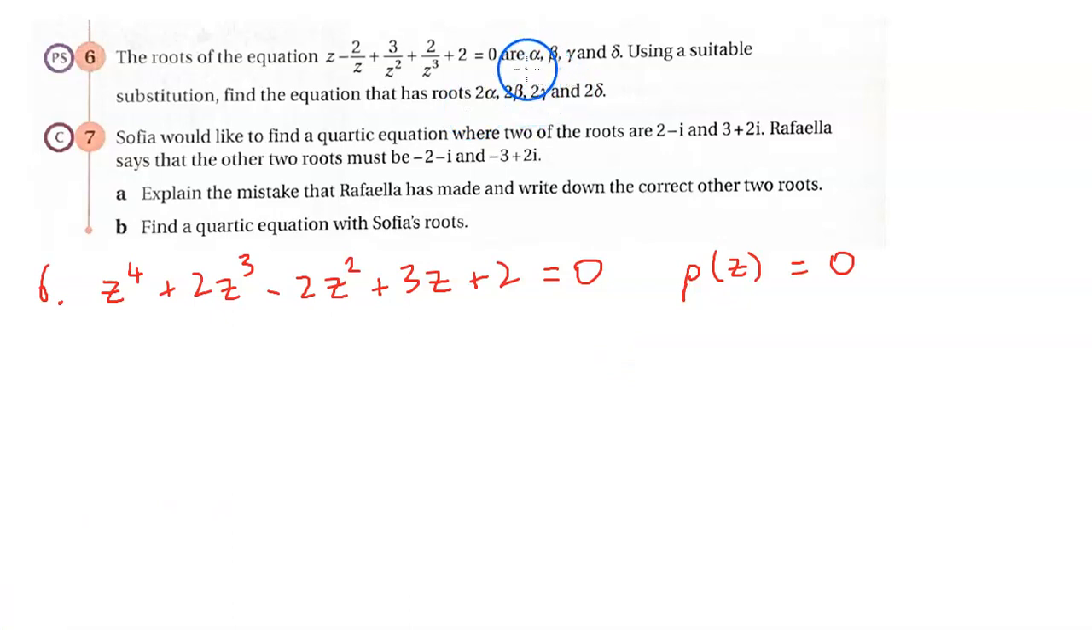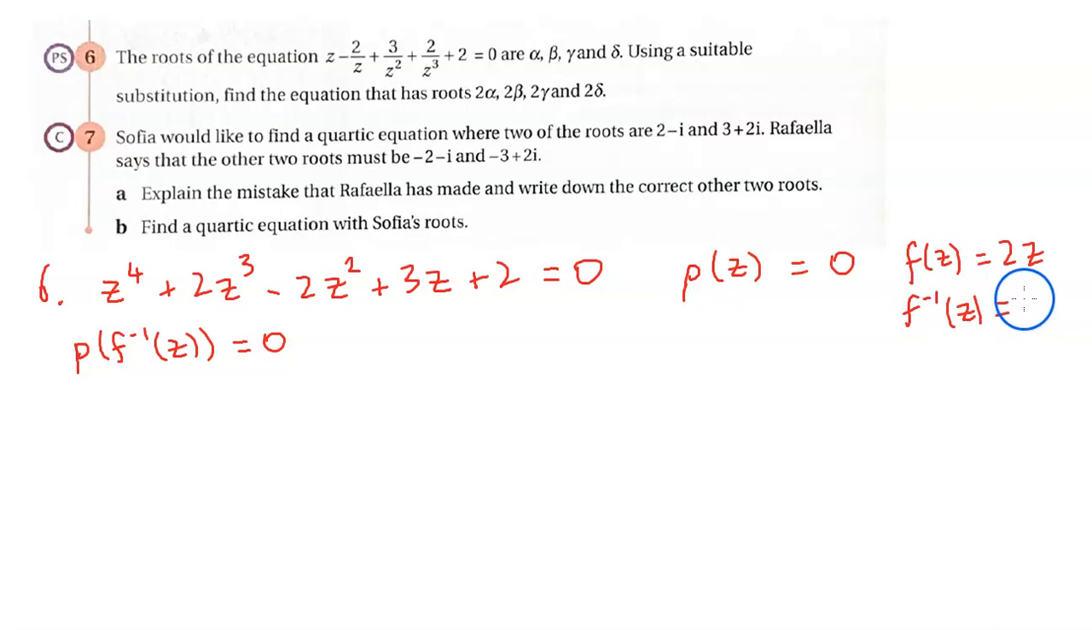And our function f, which takes the roots alpha, beta, gamma, and delta to 2 alpha, 2 beta, 2 gamma, and 2 delta, is f of z equals 2z. Okay, and then we know that p of f inverse of z equals 0 has the roots 2 alpha, 2 beta, 2 delta, and 2 gamma. And clearly f inverse of z is 1/2 z. Alright, so we just put 1/2 z into there.